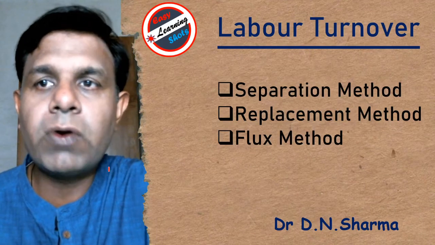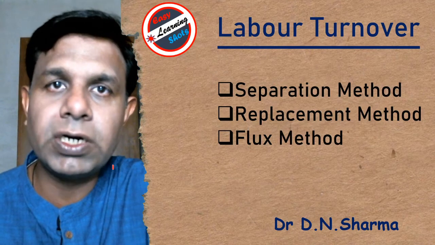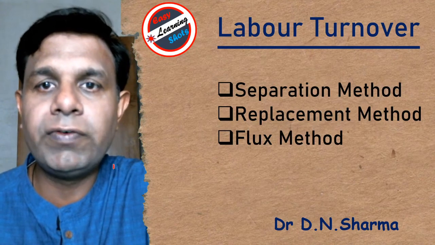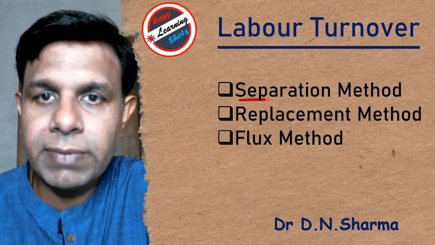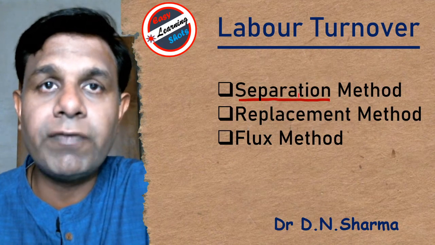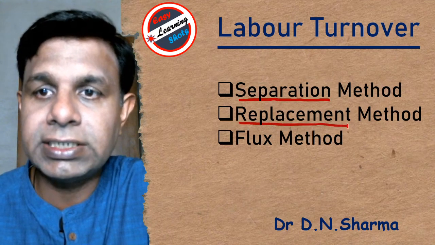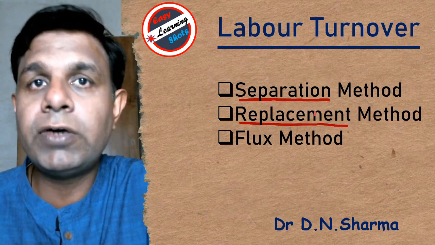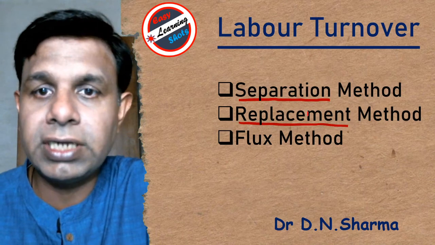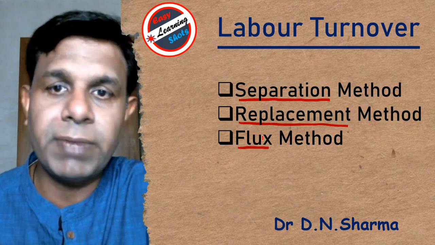Today's video is about labor turnover. In this video, first we understand what is labor turnover and how the labor turnover rate is calculated by different methods. First method is separation method, which considers the number of workers who left the organization. Second is replacement method, where we take into account the number of workers replaced in place of those who left the organization. And flux method is the combination of separation method and replacement method.